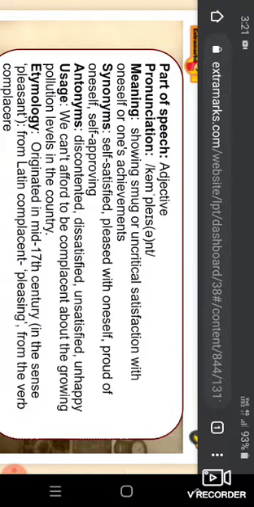The meaning of complacent means? Complacent means showing smug or uncritical satisfaction with oneself or one's achievements. In synonyms, self-satisfied, pleased with oneself, proud of oneself, self-approving.